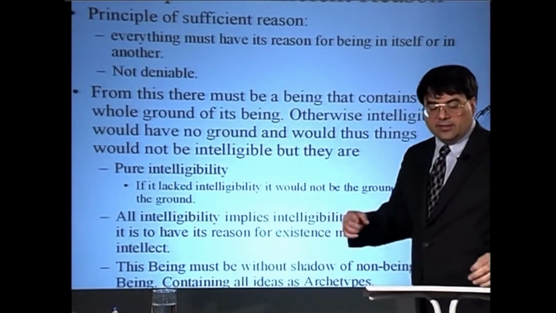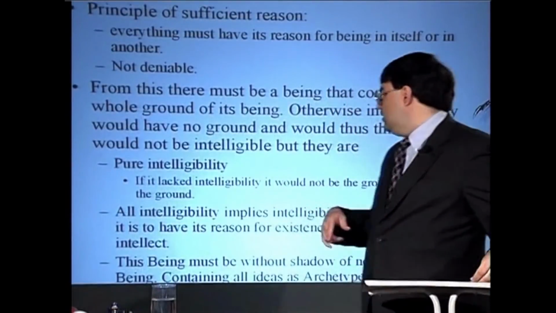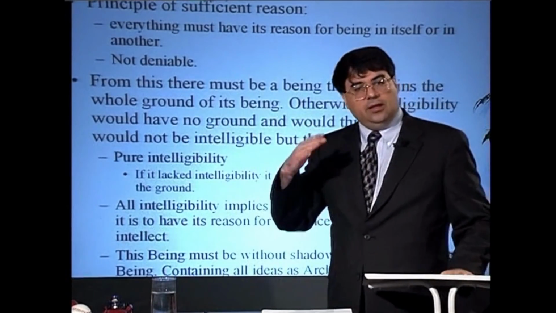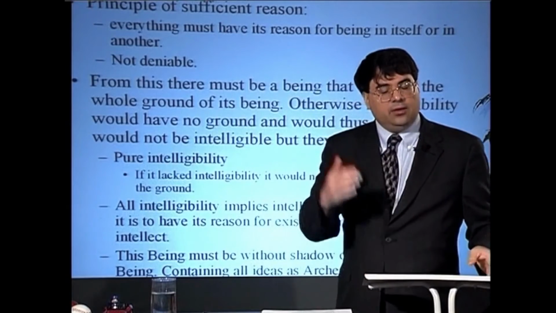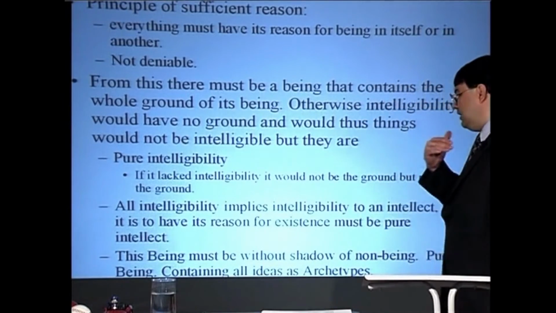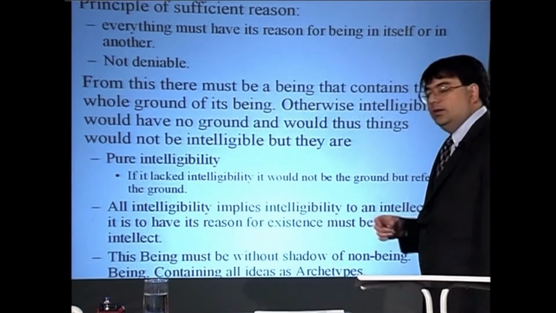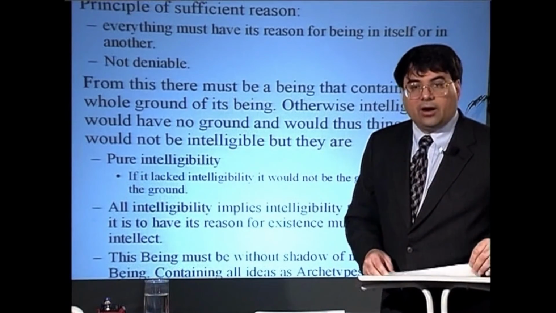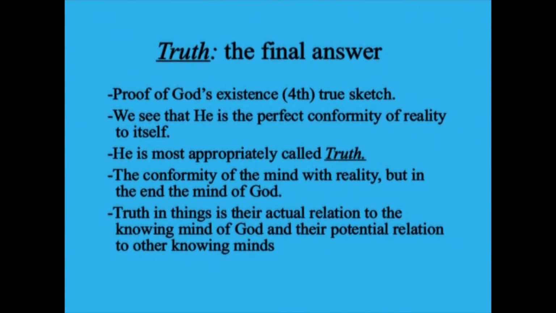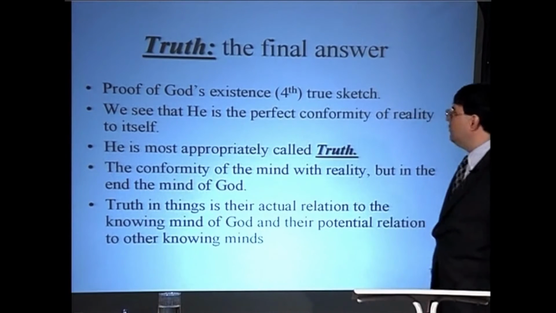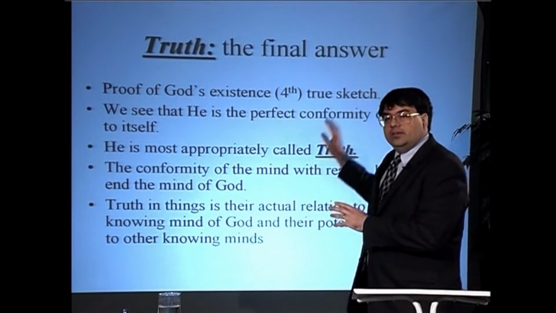Now, intelligibility implies intelligibility to someone, to some intellect. So there must be, by the same reasoning, an intellect that is pure intellect, pure and active intellect. This being must be without shadow of non-being, containing all ideas as archetypes. And this is a very quick sketch of the fourth proof of St. Thomas of the existence of God. And don't feel, again here, that you have to understand all this. We're going to go through this in depth in chapter 8.